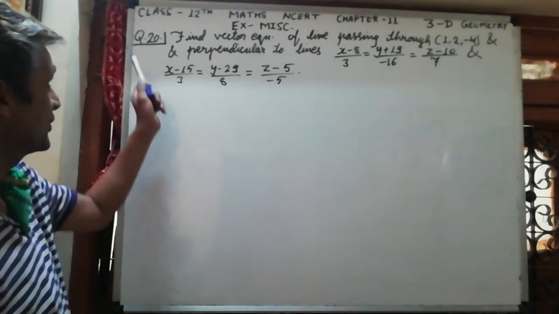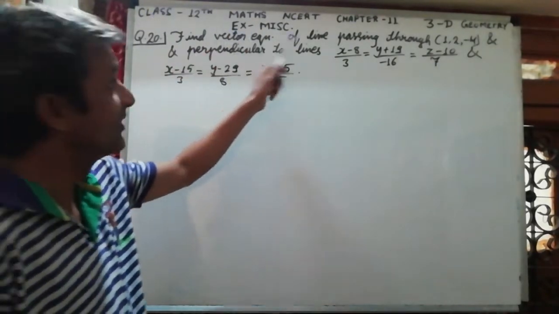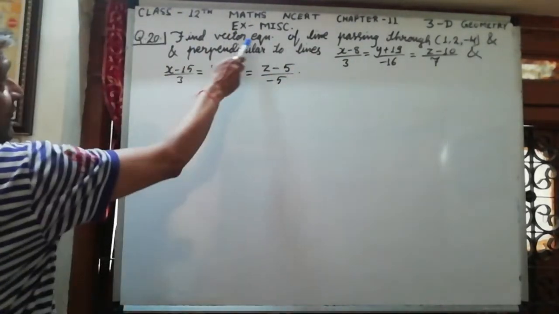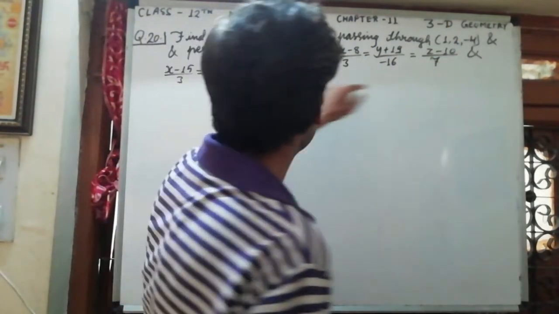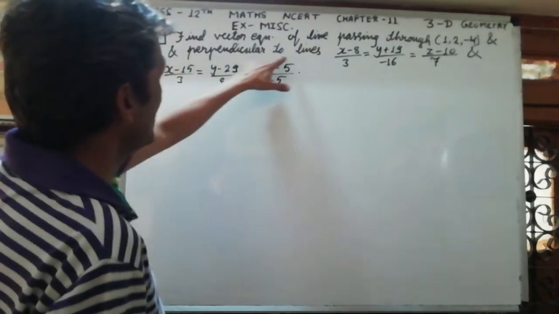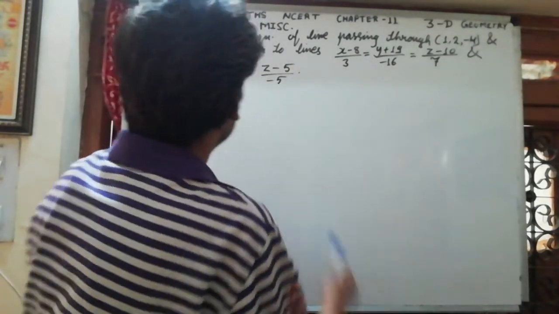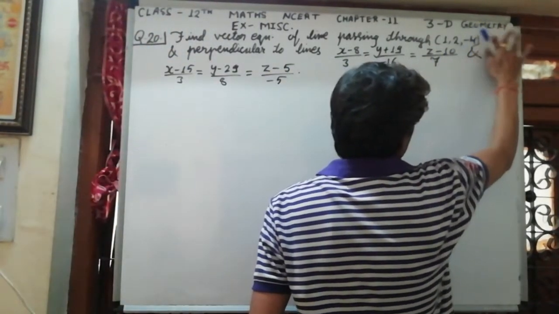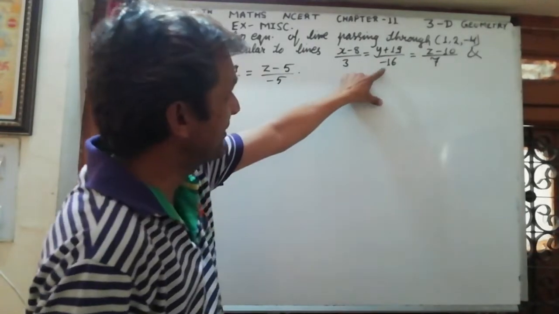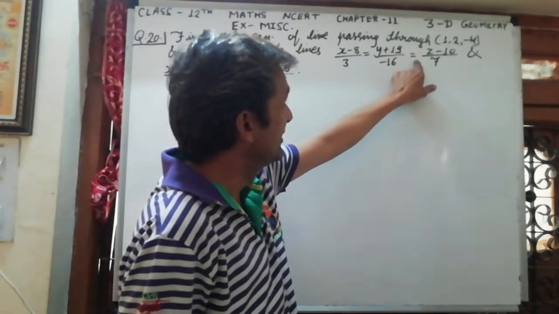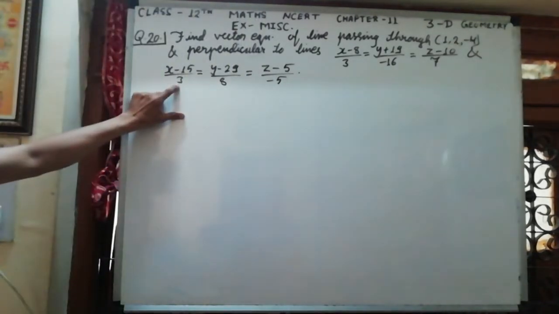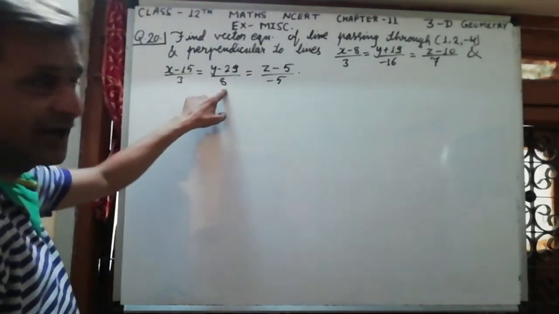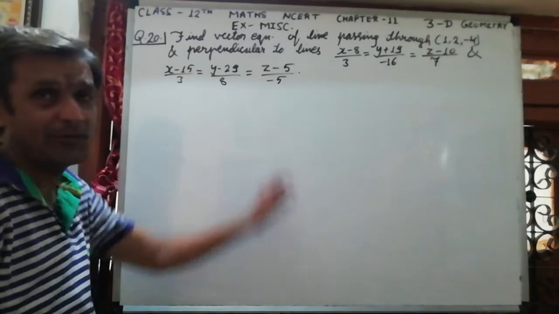Now let us discuss question 20 of the miscellaneous exercise of the same chapter. Find the vector equation of the line passing through (1, 2, minus 4) and perpendicular to the lines (x minus 8) upon 3 is equal to (y plus 19) upon minus 16 is equal to (z minus 10) upon 7, and (x minus 15) upon 3 is equal to (y minus 29) upon 8 is equal to (z minus 5) upon minus 5.